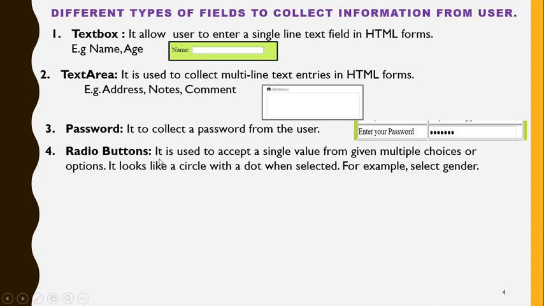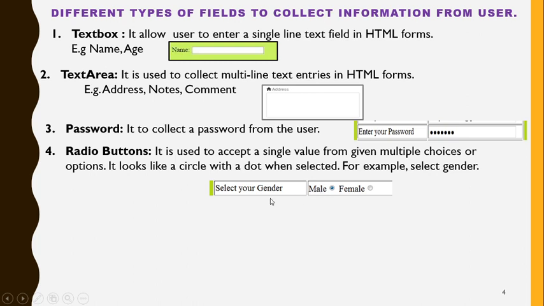And the fourth one is radio button, and the radio button is used to accept a single value from multiple choices. You are given multiple choices and you need to select only one. At that time you have to use the radio button. For example, you have to select the gender. So either from male or female, you have to select only one.